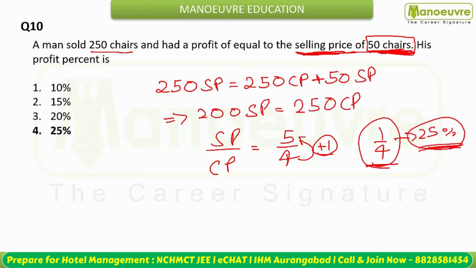You can go by the fractions. On 4 rupees he is earning 1 rupee. So you can say he is earning 25 rupees on 100. So the answer is going to be 25%.